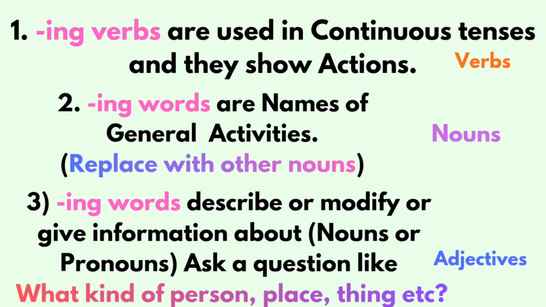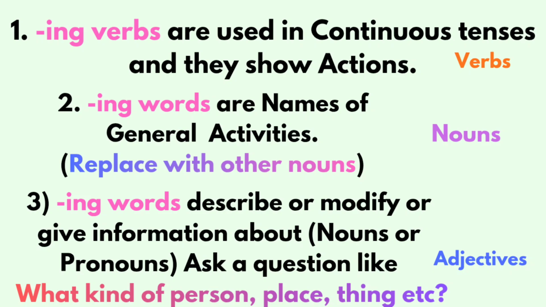Ing verbs are used in continuous tenses and they show actions. So present participles are used in continuous tenses. We call them verbs. Ing words are names of general activities. Playing, shouting, reading, writing. These are all names of activities. Writing is an activity. Reading is an activity, right? So whenever you get confused, you replace with other nouns.